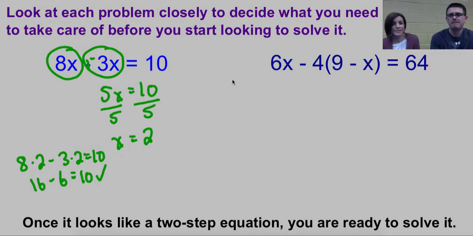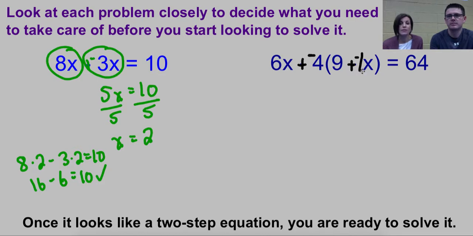All right, here we go with these negatives. You get a fun one. I know. Before we can get started with distributing, we need to change that subtracting a 4 to adding a negative 4, and then change our subtraction in the parentheses to adding a negative 1x.